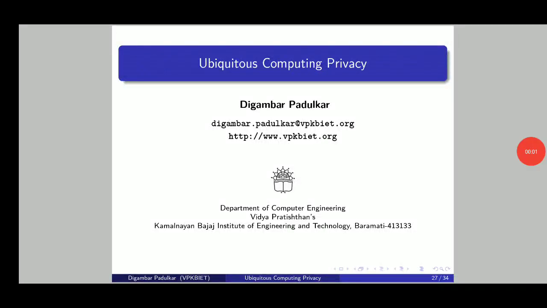Hello and welcome to the course on Ubiquitous Computing. Today we'll be starting with the fifth unit, that's Ubiquitous Computing Privacy. Means majorly we are talking about the privacy of a ubiquitous system, or Ubicomp.